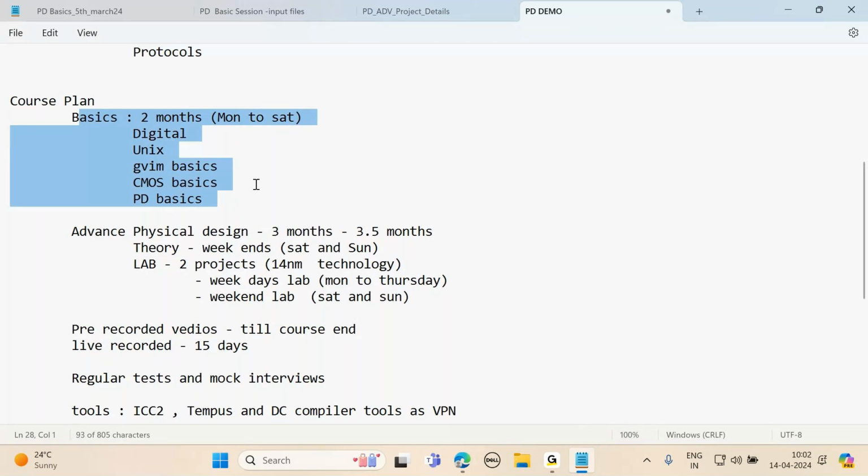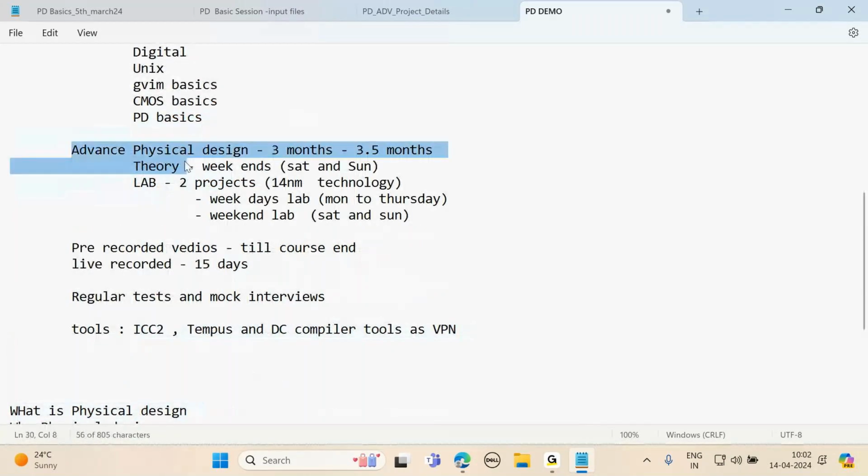For basics, you want some other tools, like how to do TCL. But these tools are very costly. These tools are given when the advanced course starts. So how many months is the advanced course? Just 3 to 3.5 months. The tool is given till the course ends. Even after the course ends, the tool will be extended for the next 15 days. If our course is going to end today, we are not going to cut the tool today. The tool access will continue for the next 15 days through VPN.